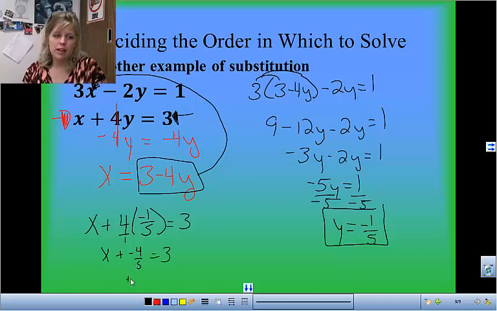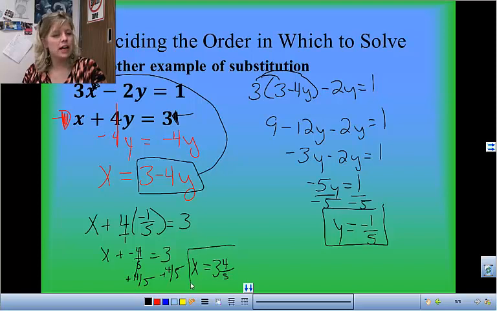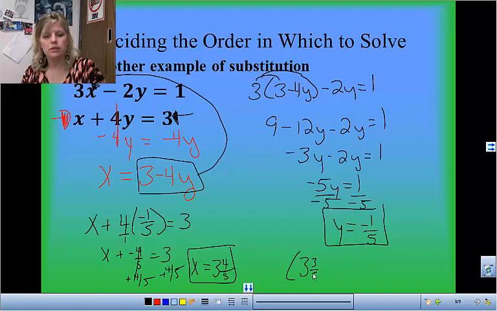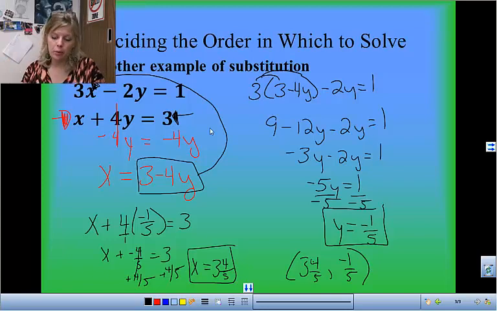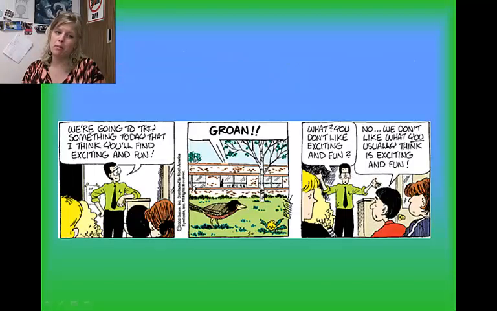Now, how do you get rid of that negative 4/5? Add 4/5 to both sides. So x equals 3 and 4/5. Reminder, this is not how you put your answer. How do you put it in? So 3 and 4/5, I'm sorry. Oh, come on, erase for me. 3 and 4/5 and negative 1/5. That is your x and y. You can plug that in for either equation and it would work. Alright, that's substitution. Remember that?